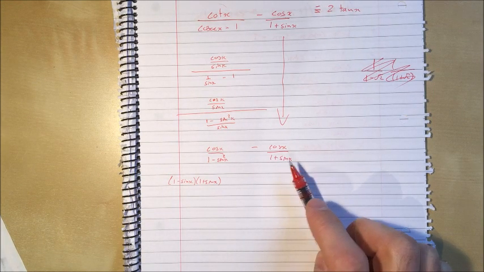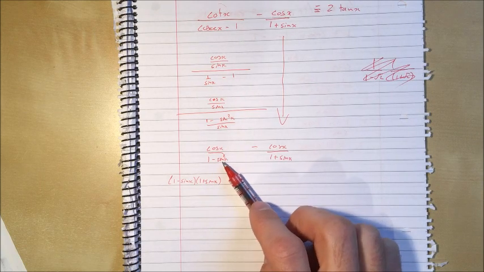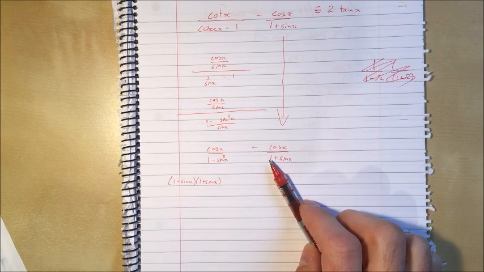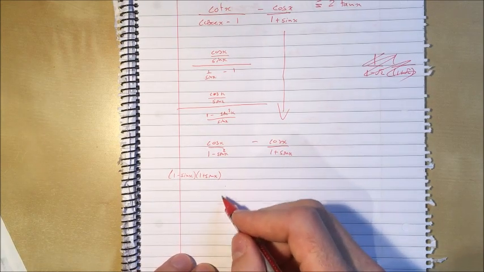The other thing that I could do is write this as cos over cos squared, so this becomes 1 over cos, and then add the fractions together. I don't know which of those is going to work. I'm going to go for the second one.